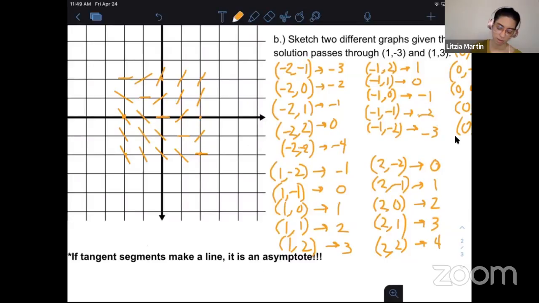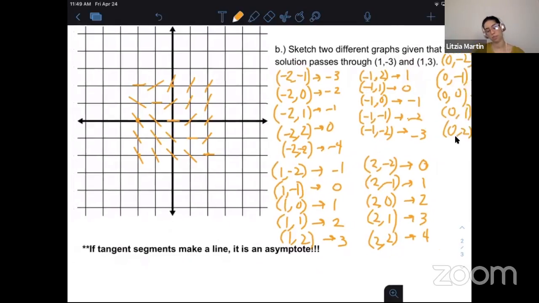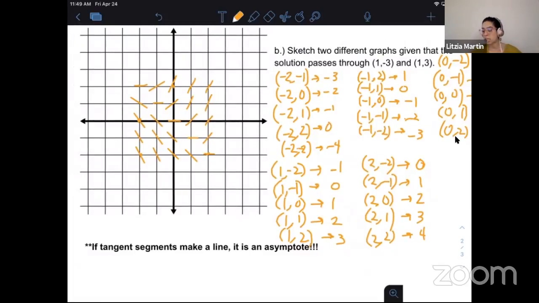Actually, let me just, okay. So this may look kind of weird, but we should start to see a little bit of a pattern. So if our tangent lines, when you look at them, they all end up lining up, which we can see here.